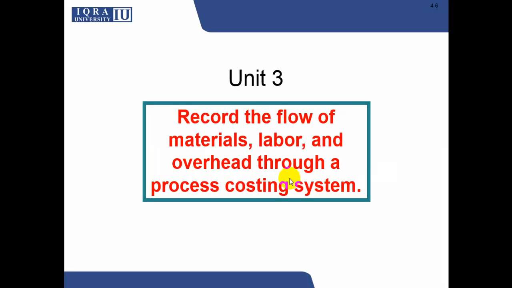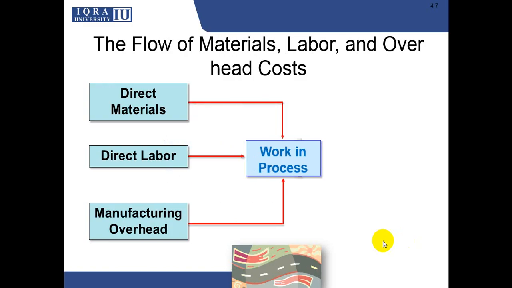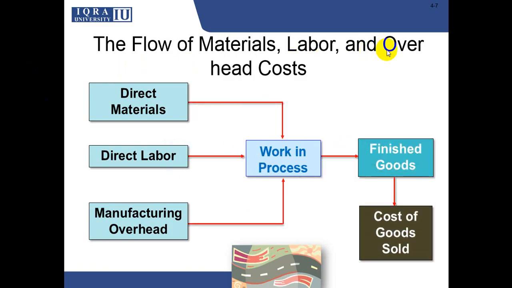Okay students, now we are going to discuss Unit 3. In Unit 3, record the flow of cost, flow of material, labor and overhead through a process costing system. किस तरह flow करता है material, labor और overhead in process costing system, right? Okay, the general flow.